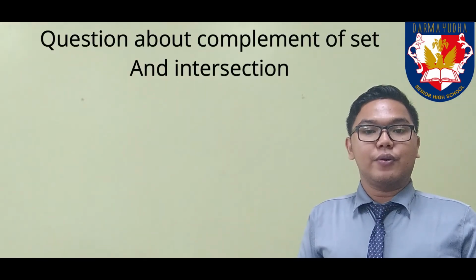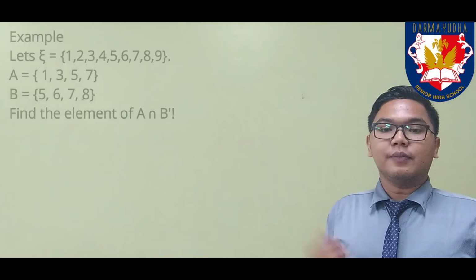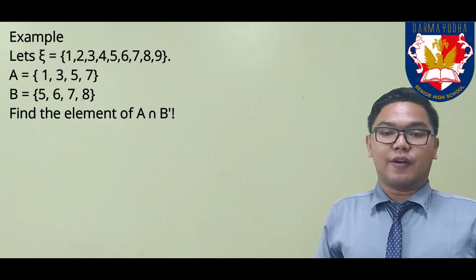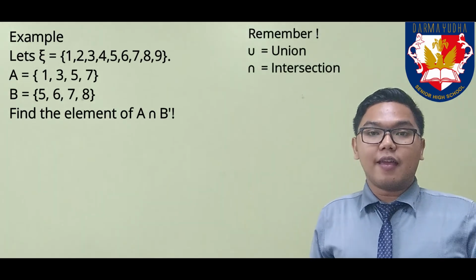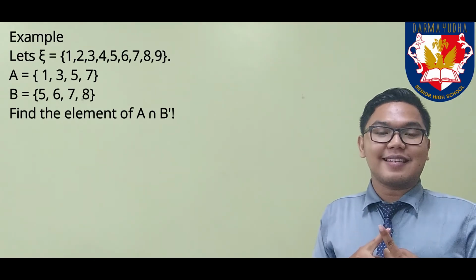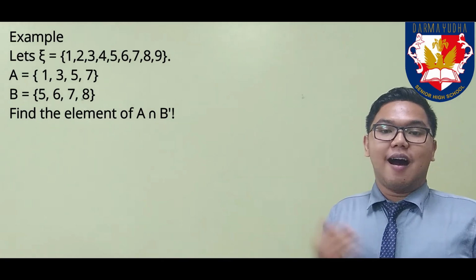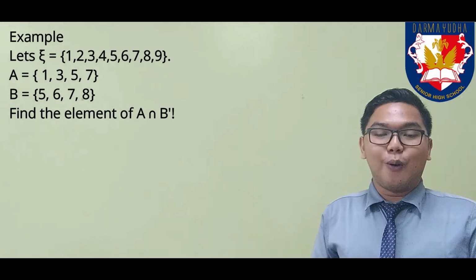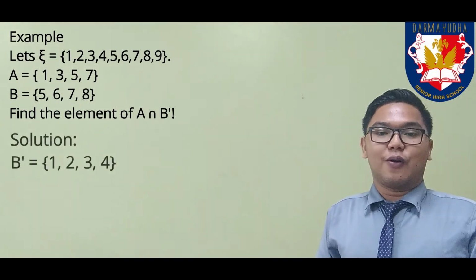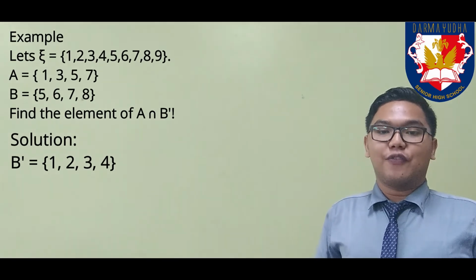Equations that include the complement of a set and intersection. For example, the universal set, set A and set B, and the elements are listed down here. Find the elements of A intersection B complement. The first thing that we need to do is list the elements of B complement. Since we know the elements of B are 5, 6, 7, and 8, the other elements than B are B complement. So the elements of B complement are 1, 2, 3, and 4.